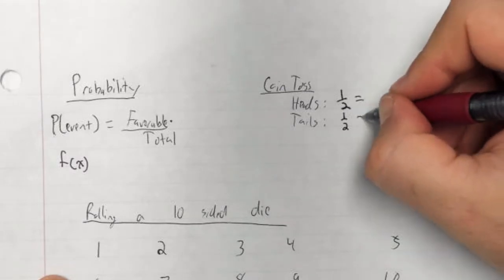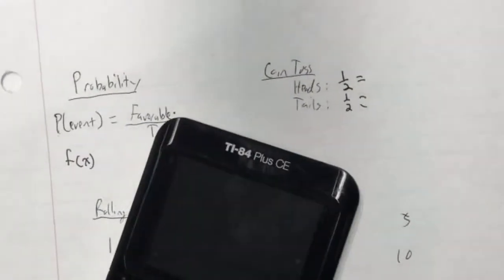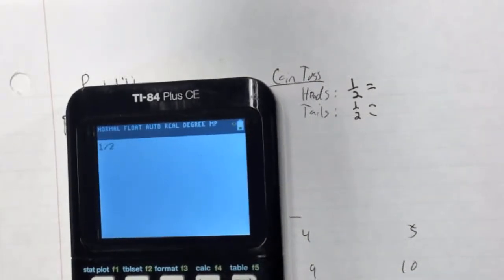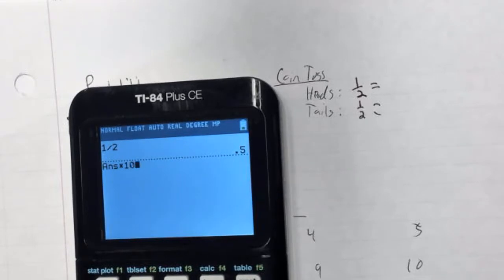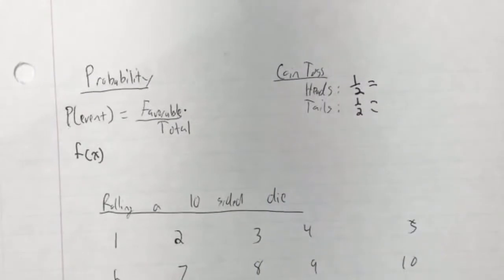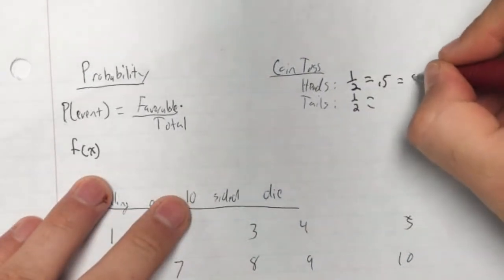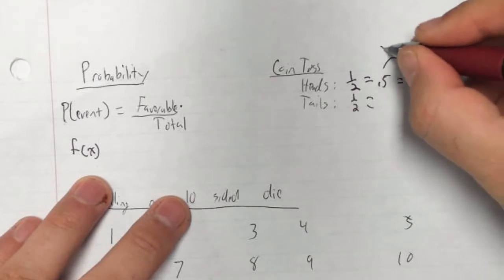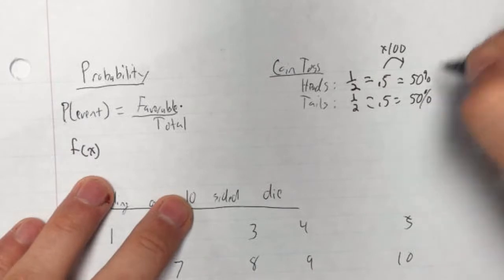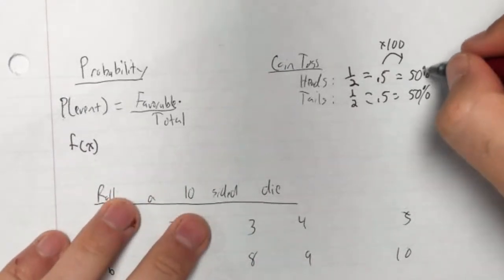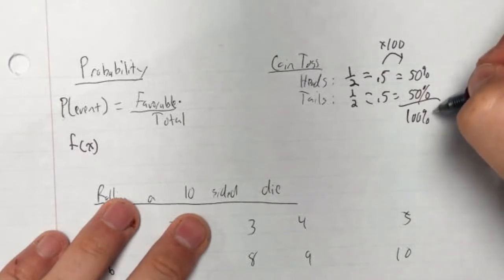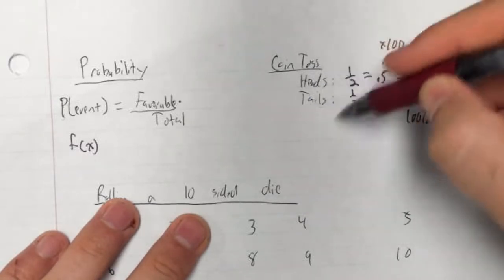Now, when we divide those, let's see how this works. 1 divided by 2 gives me 0.5, times 100 gives me the percentage. So it's 0.5, which is 50%. Remember, that was times 100. Same thing here, equals 50%. Now, the key thing is that this always will add up to 100%. If it doesn't add up to 100%, then you've missed some sort of possible outcome here.